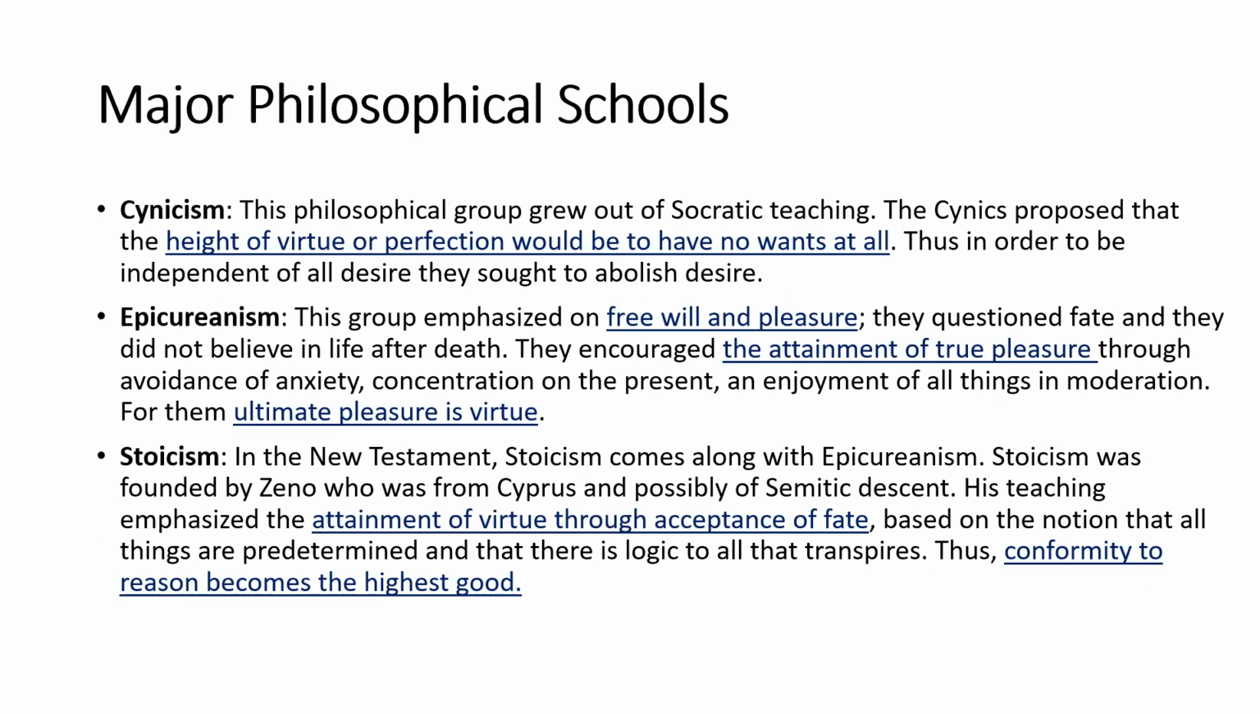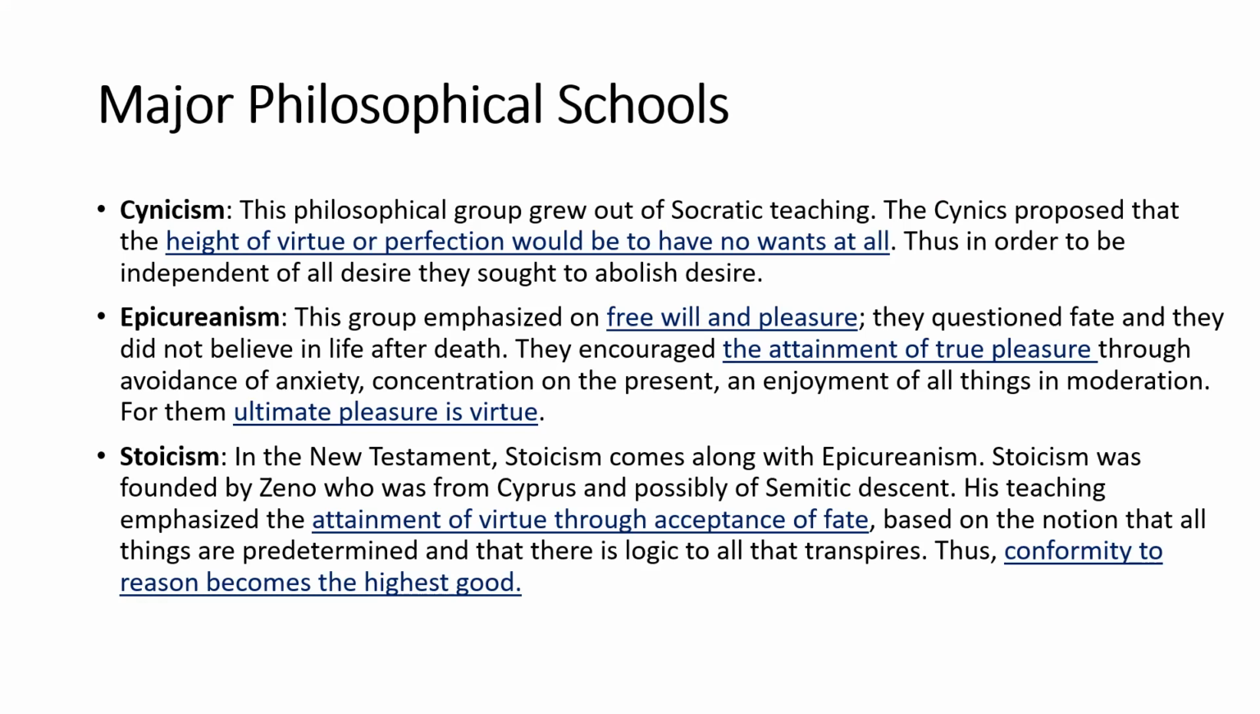Very briefly, we will get introduced to these schools. First of all, Cynicism. This philosophical group grew out of Socratic teaching. The Cynics proposed that the height of virtue or perfection would be to have no wants at all. Thus, in order to be independent of all desire, they sought to abolish desire. One key term when we go through these philosophies is virtue. Attainment of virtue or perfection was considered the highest good, the highest goal of humanity, and different schools had different emphasis on how to attain this virtue. Cynicism said that you need to abolish desire. You should not have any wants at all in order to achieve perfection or virtue.